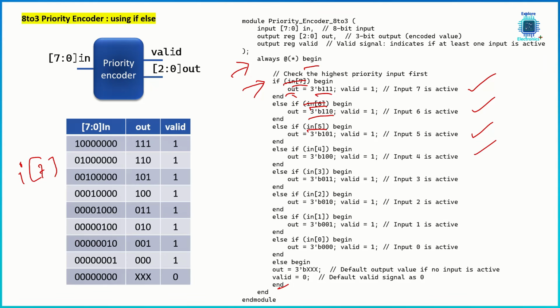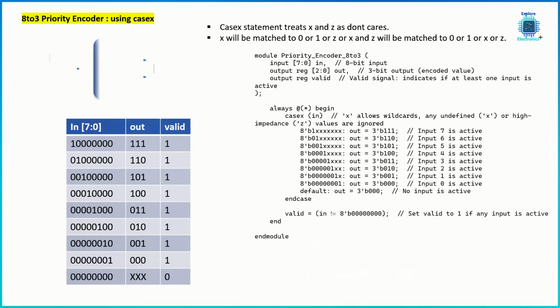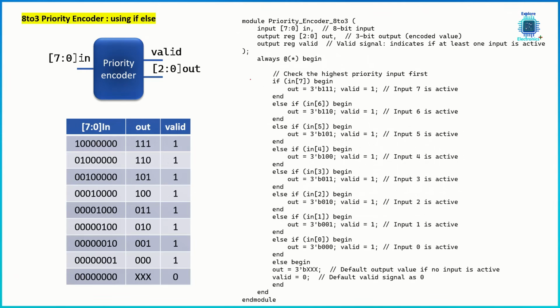If you want to execute this particular line, all these I of 7, I of 6, I of 5, I of 4 should be 0. That is how the priorities will be assigned, and depending on the priority, we will be assigning the outputs with respect to the encoding method. This priority encoder can be implemented using if-else statements.